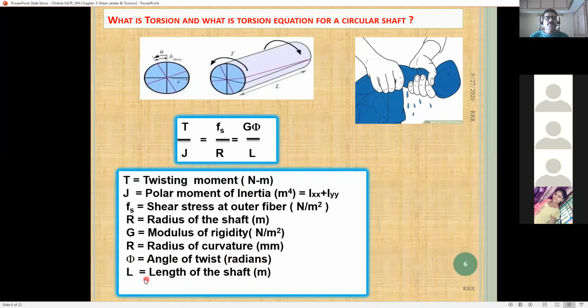And for the length of the member, if you put mm, all the units will be in mm, and if you put meters, all these units will be in meters. That will be dependent. So you have to remember this formula for finding the problems of torsion.